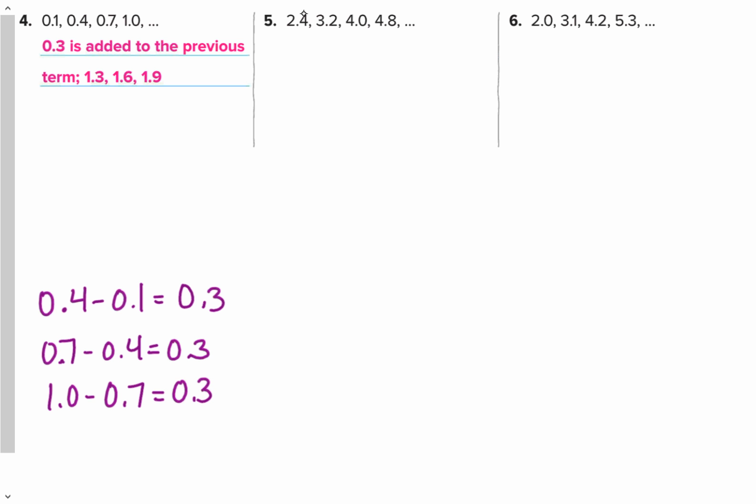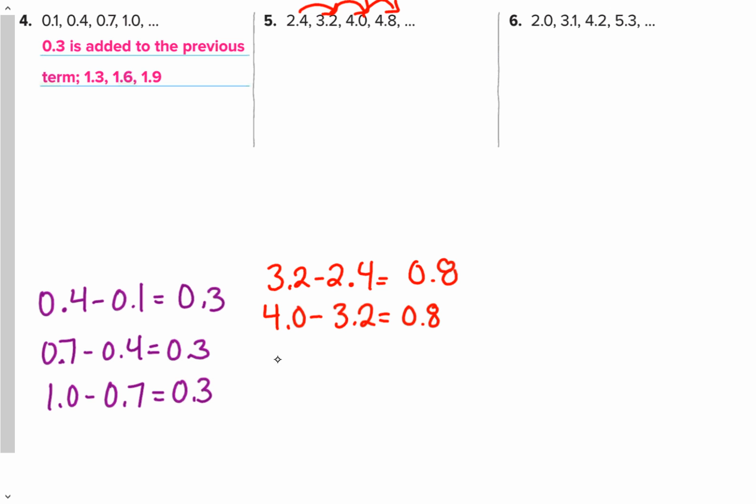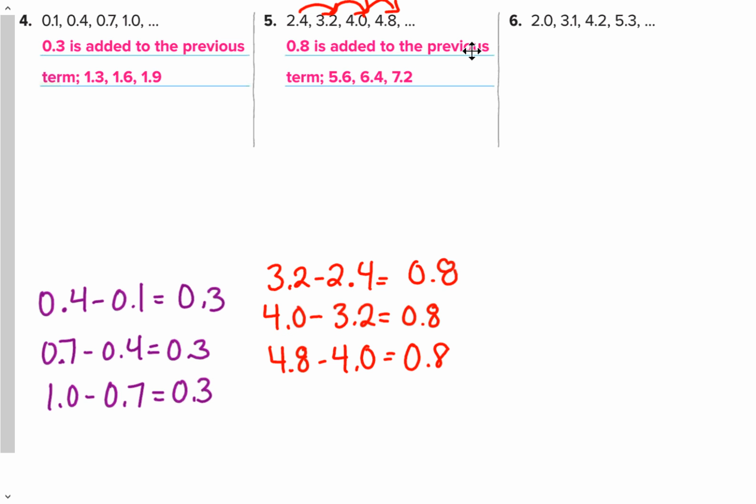So our next one, from 2.4 to 3.2, so 3.2 minus 2.4, that equals 0.8. Then from 3.2 to 4.0, subtract those, that's also 0.8. And then our last one, from 4.0 to 4.8, so 4.8 minus 4.0, that's 0.8. So 0.8 is added to the previous term. We got 5.6, 6.4, and 7.2.